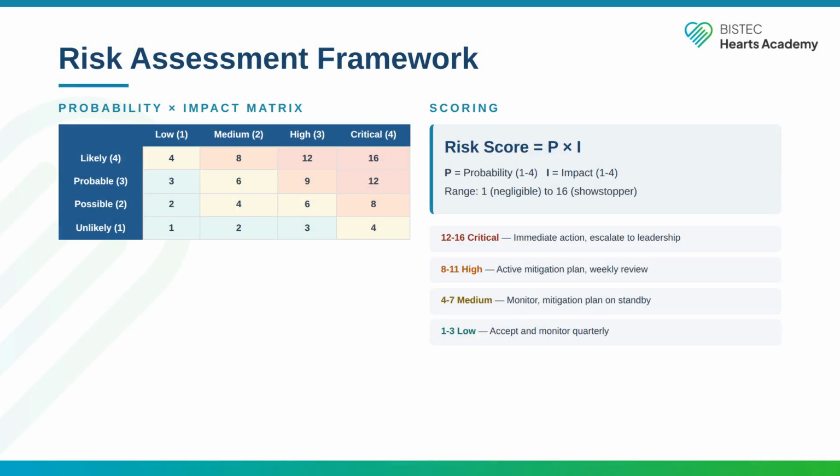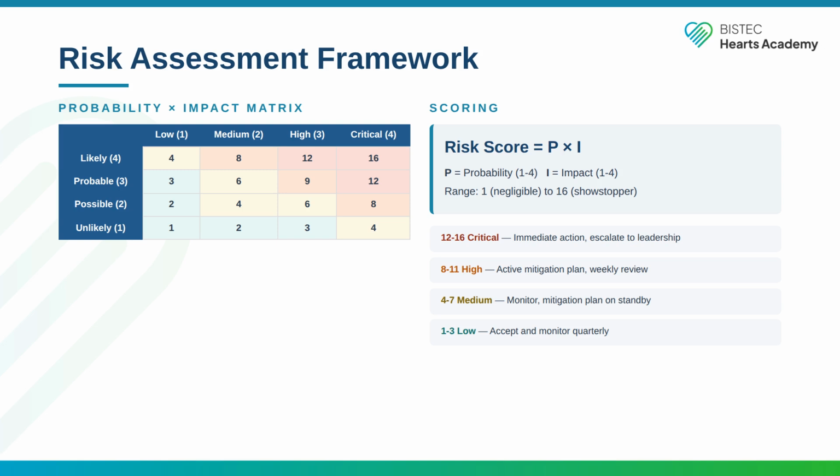Moving into the second hour, risk management. The single most important tool for a tech lead managing delivery is the risk register, and it starts with this matrix. The concept is straightforward. Every risk has a probability of happening: unlikely, possible, probable, or likely, and an impact if it does happen: low, medium, high, or critical. Multiply them together and you get a risk score from 1 to 16.